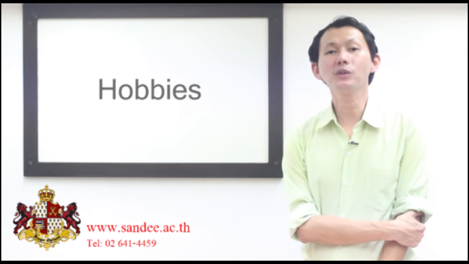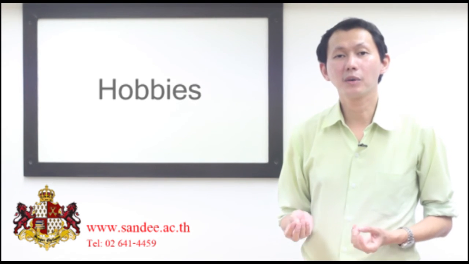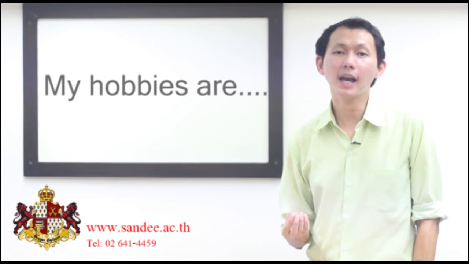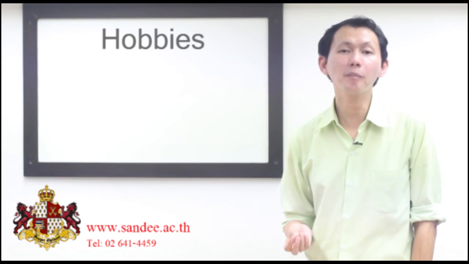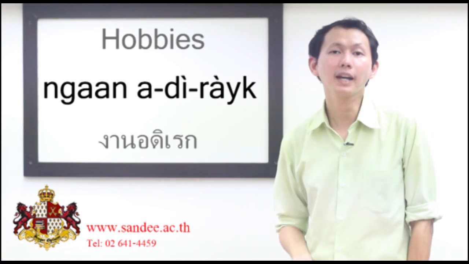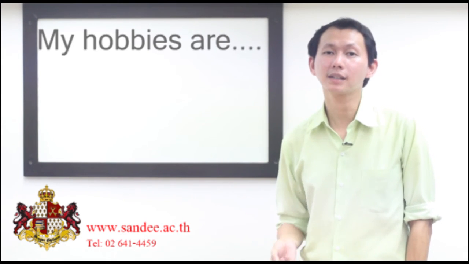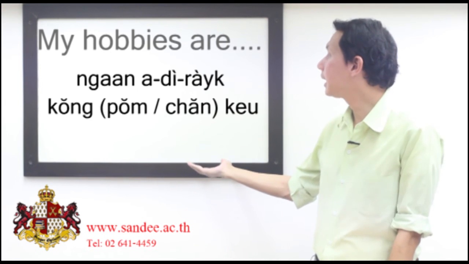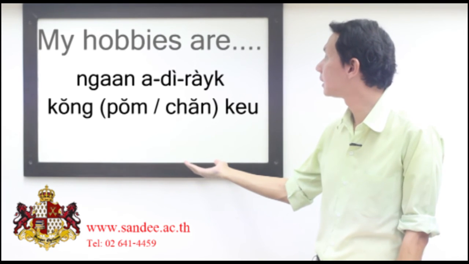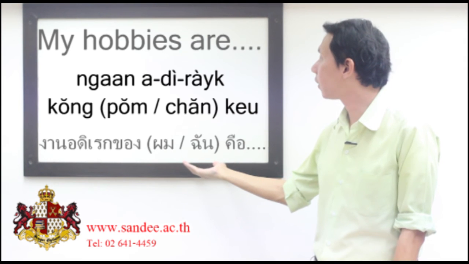And if you want to tell some person the hobby that you like, in English if you want to say my hobby are, in Thai hobby we say งานอดิเรก. That means in English, my hobby are, in Thai, งานอดิเรกของผมคือ, งานอดิเรกของฉันคือ.